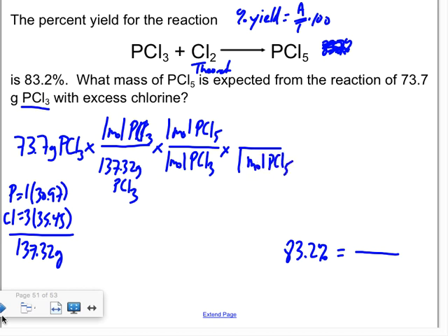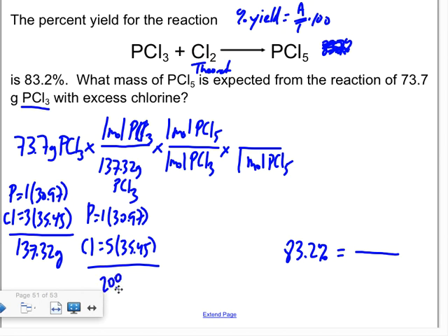Let's find the molar mass of PCl5. So phosphorus, I have 1 at 30.97. Chlorine, I have 5 at 35.45. And I add them all up together, and I get a molar mass of around 208.22 grams. So that's going to go on top. All right, so I multiply across.